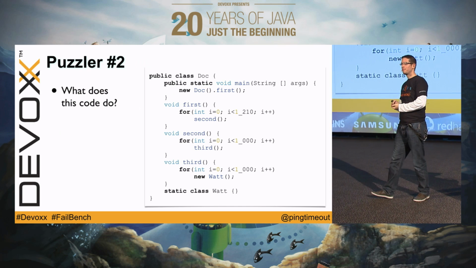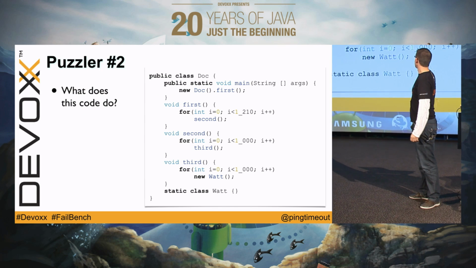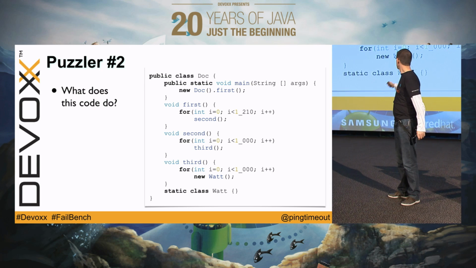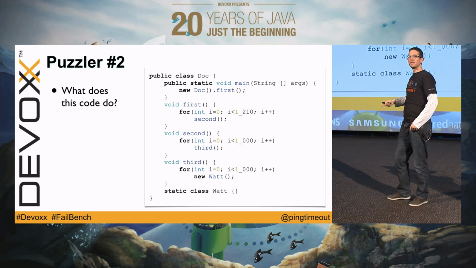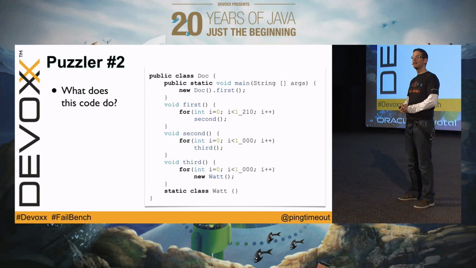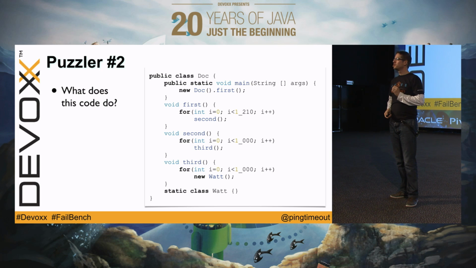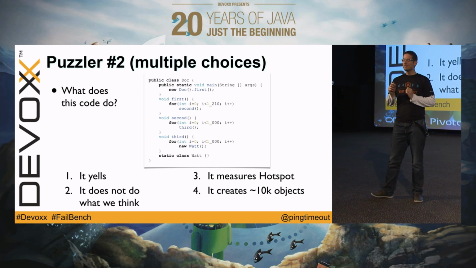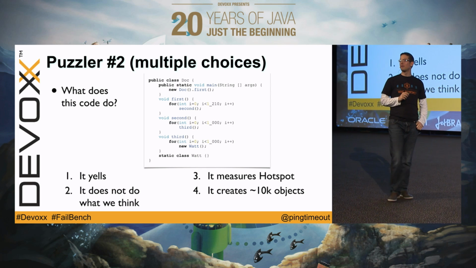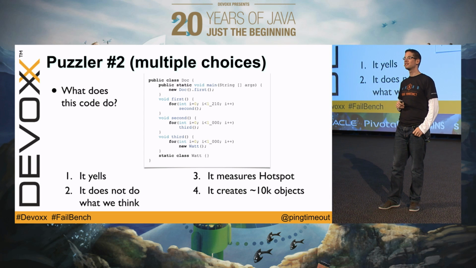Here is another puzzler. So, we're in 2015. I have a class called Dog that has a method first, that calls 1200 times the method second, that calls 1000 times the method third, that creates 1000 objects. Now my question to you is, what does it do? It's going to be a multiple choice question. Does this code yell? Does it not do what we think? Does it measure HotSpot? Or does it create roughly 10,000 objects?